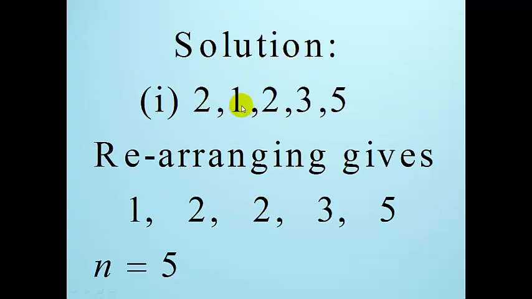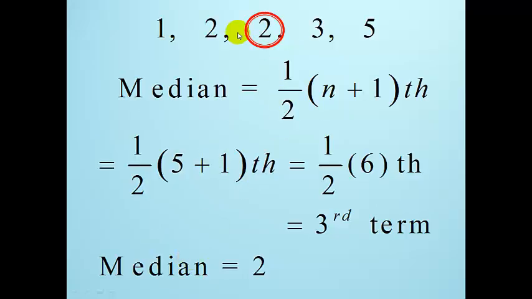From the question, we were given 2, 1, 2, 3, 5. Now the first thing you have to do is to rearrange in order of magnitude. So let's arrange it from the least to the highest. So 1 will come first. So we have 1, 2, 2, 3, 5. Now let's look at the number of terms. We have 1, 2, 3, 4, 5. The number of terms is 5, and 5 is an odd number.